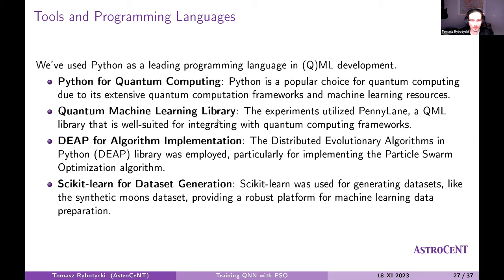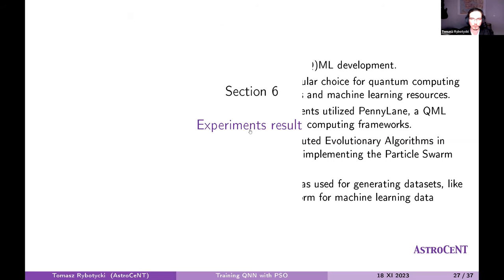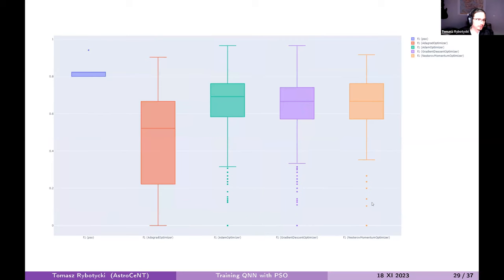Also, important thing, I forgot to add here, we also used Optuna for hyperparameter optimization for every heuristic that we use and every gradient-based algorithm that I will show you here. So we were trying to provide like a common ground for every algorithm that we will compare. I'm getting to the end, but don't worry.